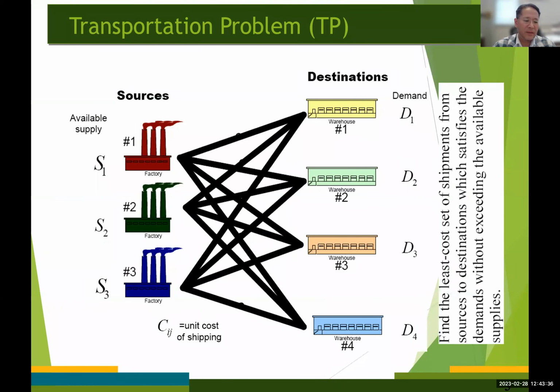Okay, so the transportation problem received this name because many of its real-world applications involve determining how to optimally transport shipments. But some of its important real-world applications actually have nothing to do with transportation.